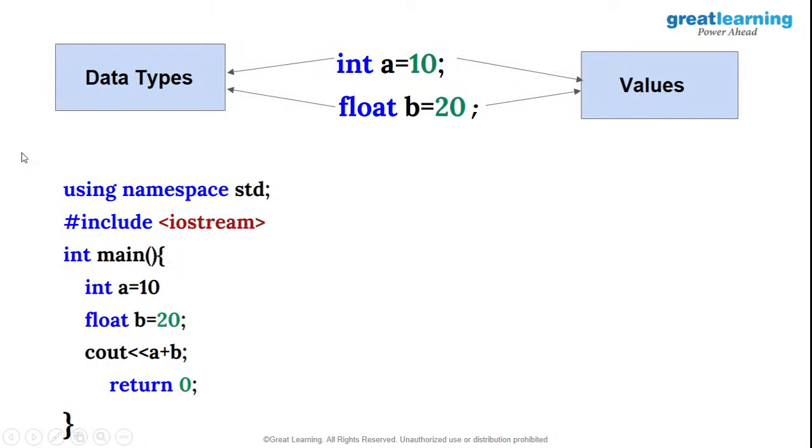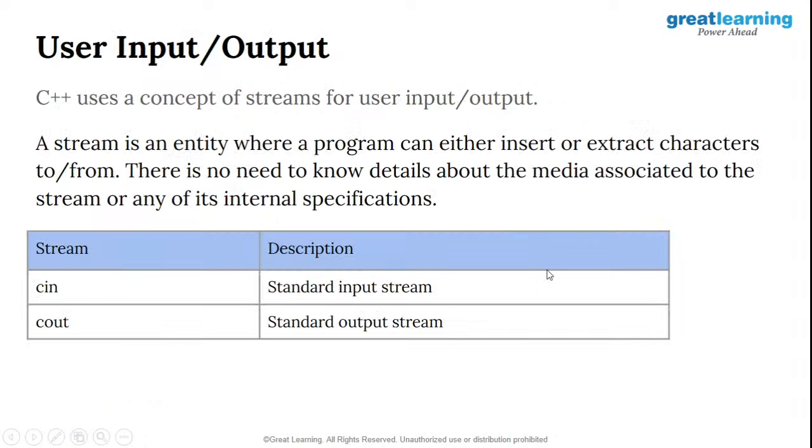Let me just show you the program over here: using namespace std, hash include iostream, int main, a equals 10, b equals 20, and cout a plus b, that is 10 plus 20. So we should get 30 out of here, but using float, right? So float is a decimal point value.